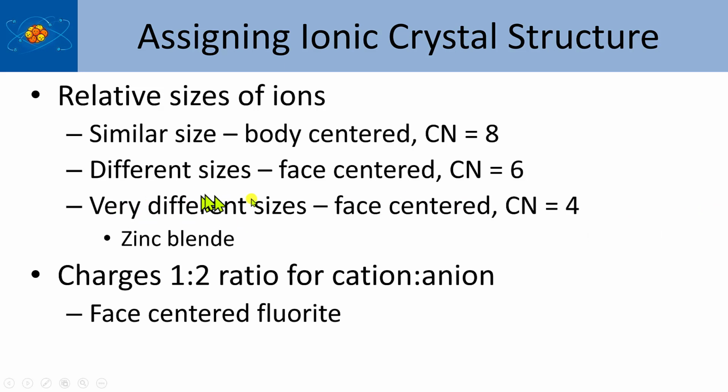And then when they're really different sizes, the ions have to fit within the tetrahedral pockets that are left by the other ions. So what we end up with is a coordination number of 4. Again, it's face-centered, with one of the ions sitting in the tetrahedral pocket that's created by 4 other ions. This was what we called the zinc blende structure. And then when we have charge ratios of 1 to 2 for the cation to anion, that's when we get fluorite, and if it's 2 to 1, it's the antifluorite structure. But again, it's face-centered with a coordination number of 4.